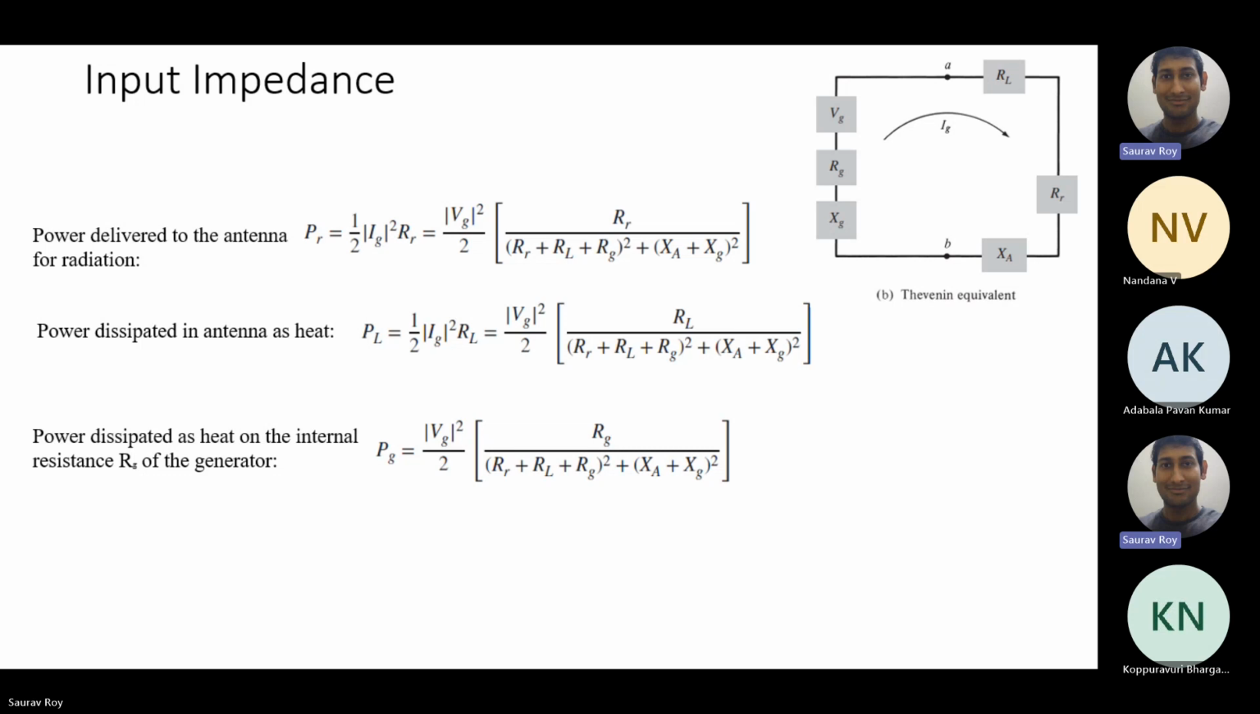Similarly, you can take the power dissipated in the antenna as heat. This takes RL, the loss in the antenna itself, and can be calculated similarly from the current and the loss resistance. There is another part, the power dissipated as heat on the internal resistance RG of the generator, which can also be calculated. Now that we have all these powers, we will do the maximum power transfer analysis. Under what condition will maximum power from the source be transferred to the antenna?